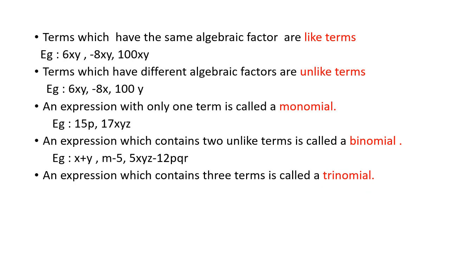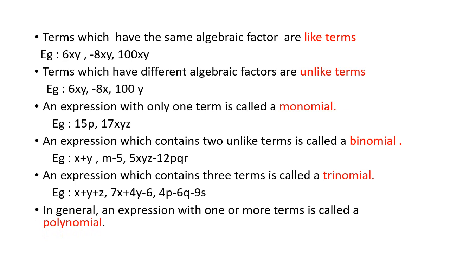Then trinomial. An expression which contains three terms is called a trinomial. Like above there were only two terms, here we need three terms. See an example: x plus y plus z. x is one term, y is one term, z is another term. Then 7x plus 4y minus 6: 7x is one term, 4y is another term, 6 is another term. Then the last one is 4p minus 6q minus 9s: 4p is one term, 6q is another term, and 9s is another term. So totally we have three terms, so we call this a trinomial because each expression has three terms.